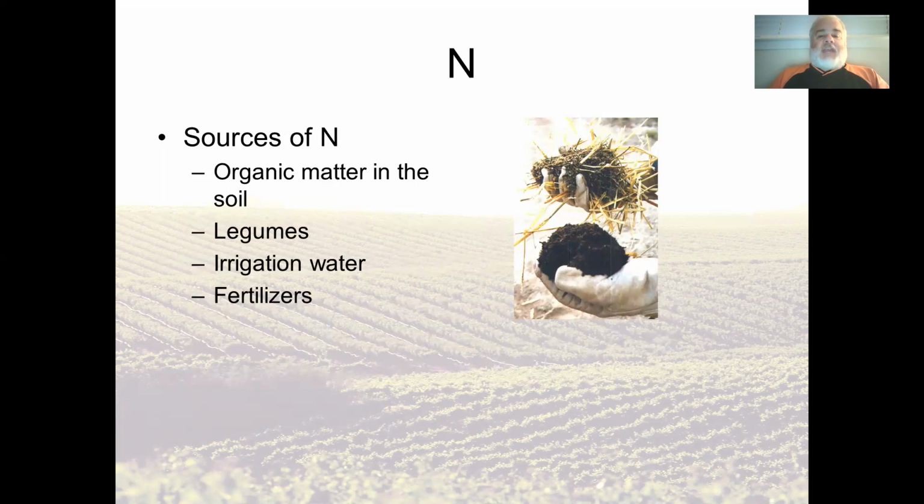So sources of nitrogen, certainly organic matter in the soil as it decomposes is a slow release form of nitrogen. So if you're an organic grower, you might add organic matter to continually provide a decomposition source to provide more nitrogen and other nutrients as well.